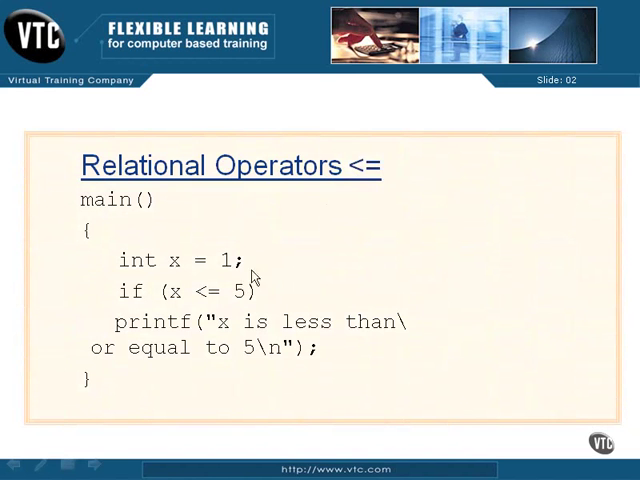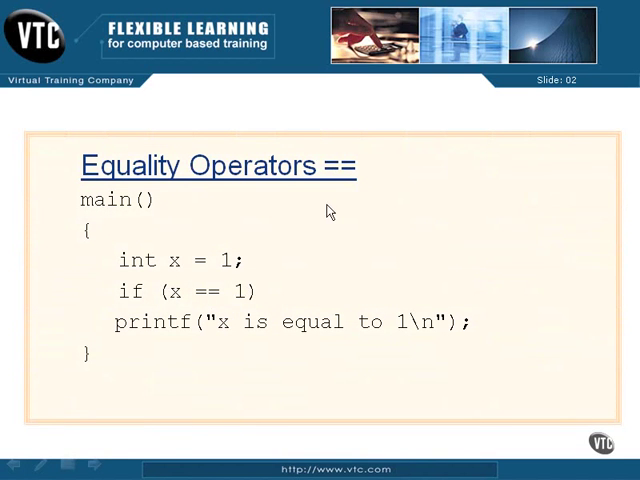Here's a less than or equal to relational. The comparison and then the equality. The comparison always comes first. There is no such operator as equal to less than or equal to greater than. You can't switch these two around, just so you know that. It has to be this way with the less than or greater than before the equal sign. So if x is less than or equal to 5, we would do the printout, the printf as before.